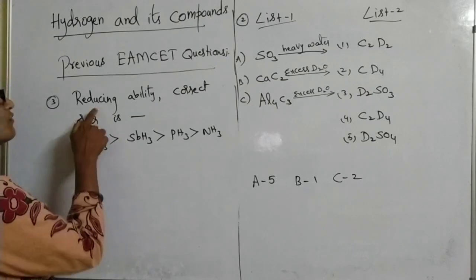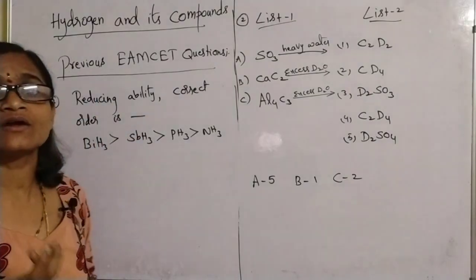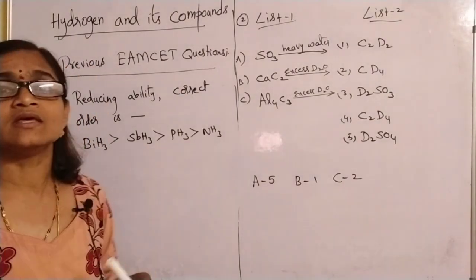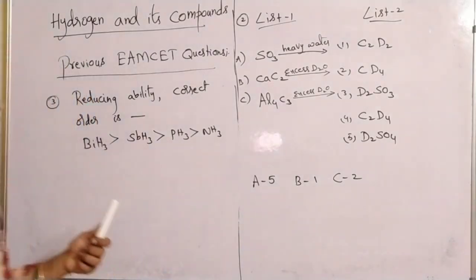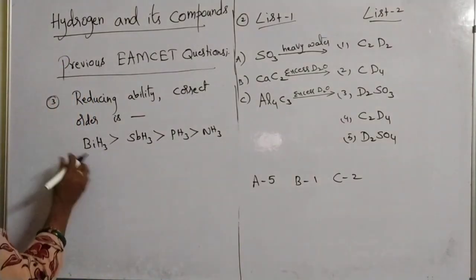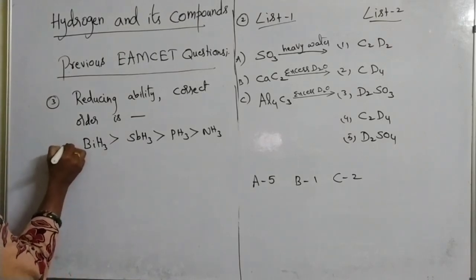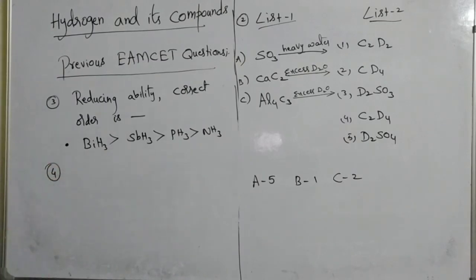So here they asked reducing ability. Reducing character of hydrogen will be more in BiH3. It will be less in ammonia. So he asked about that order. Among the 4 options, this is the correct answer. I am not writing the 4 options, you please check. So we'll go to the 4th question.